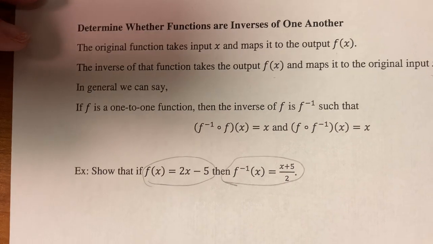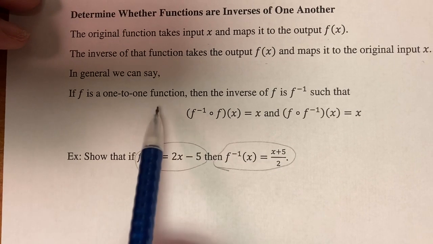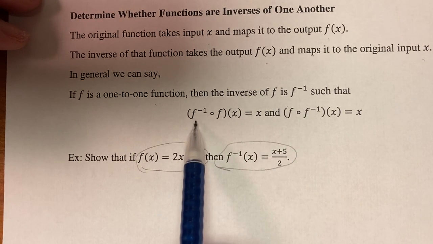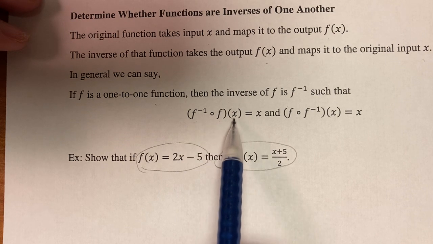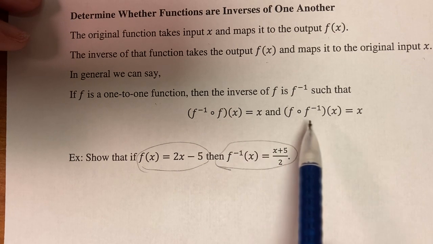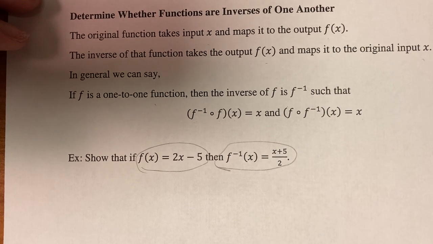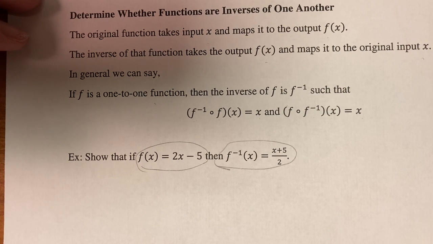So in general, we can say that if a function is one-to-one, the inverse is such that, now look at this, this is our composition: f inverse of f of x is equal to x, and f of f inverse of x is equal to x. So in English, what that means is, if I'm going to show that two functions are inverses of one another, I have to compose them both ways.